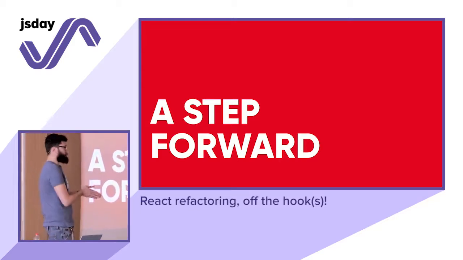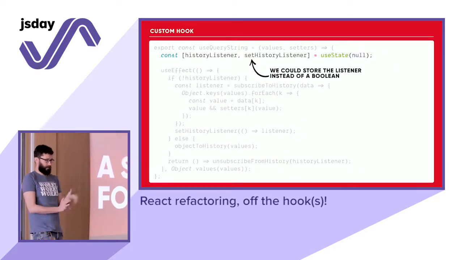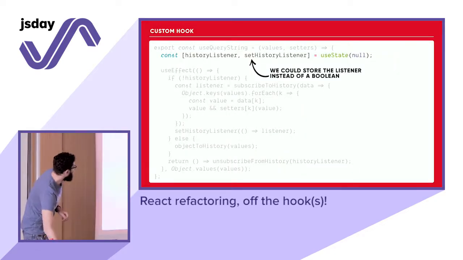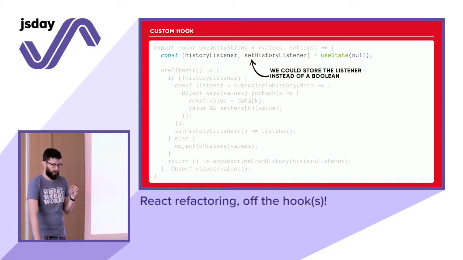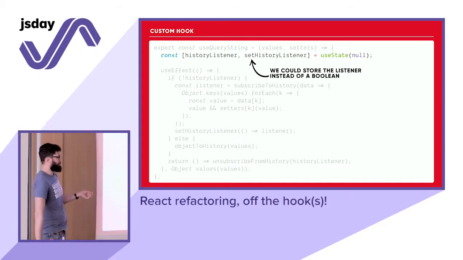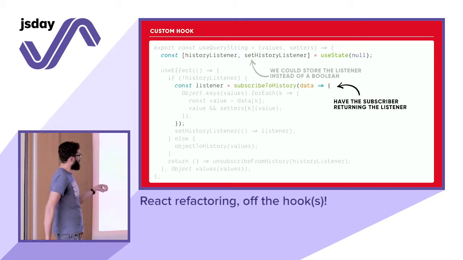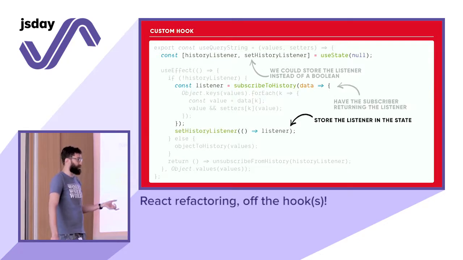And take advantage of what we mentioned before about the capability to return a function that cleans the state. So instead of storing the Boolean as a semaphore, we could store the listener. So if we have a history listener and a set history listener, we could then make the subscribe to history return the callback that was assigned to the pop state.